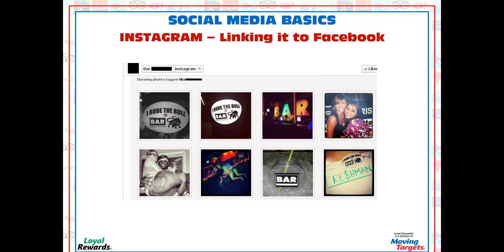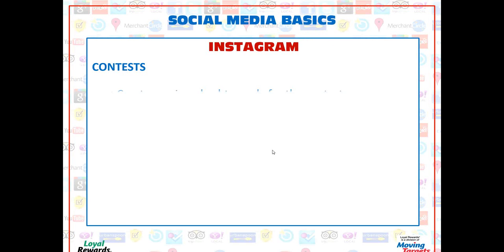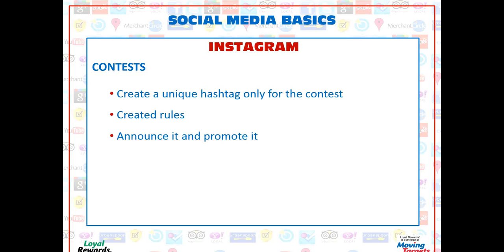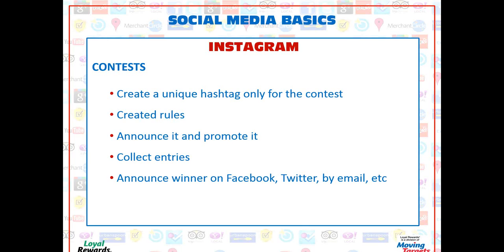Contests on Instagram are just the same as Twitter. You need to create a unique hashtag, or you won't be able to track it. Create the rules, let people know about it, promote it, collect the interest, and you can't really announce the winner on Instagram unless you use a picture to do it. So you can integrate all the platforms and announce the winner on Facebook, on Twitter, by email, or you can just reply to the person's comment on Instagram and let them know that they won.